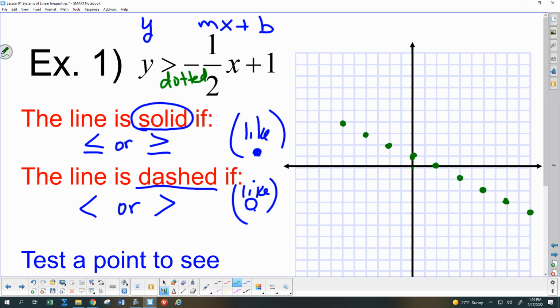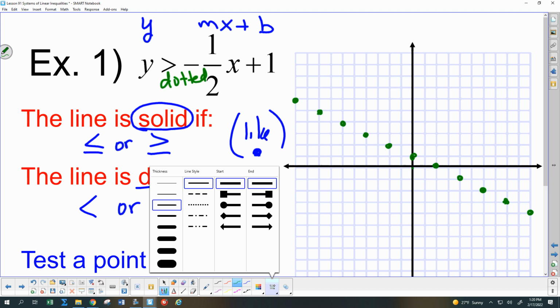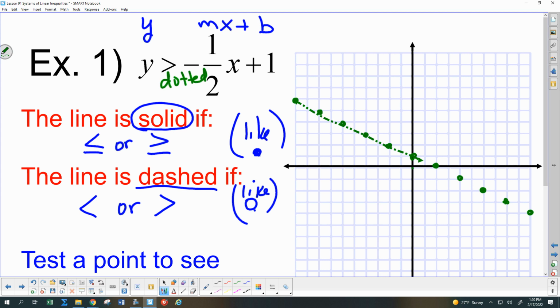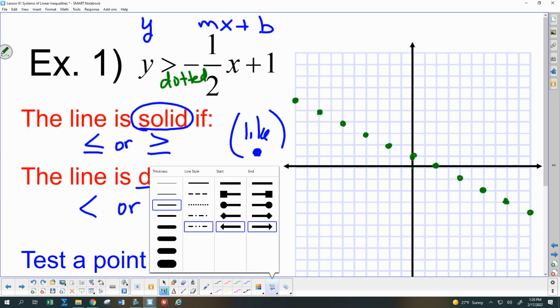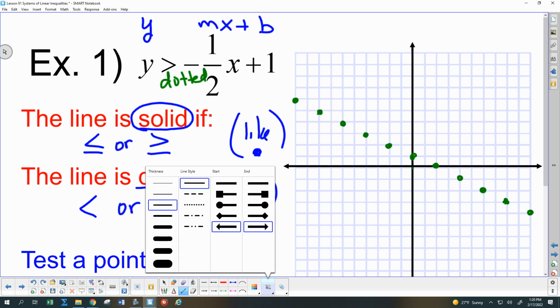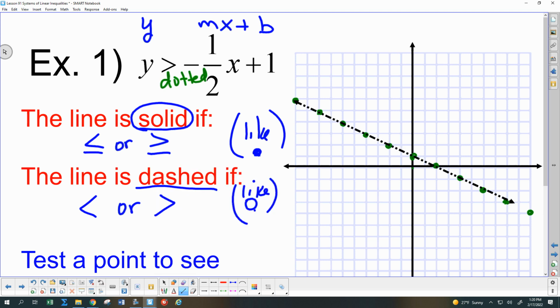It's important that you graph these accurately, not just a quick sloppy line that isn't really even straight. Plot points all the way to the edges, then pull out your straight edge and draw in your dotted or your solid line. Click the right thing. There we go. So there is my dotted line.